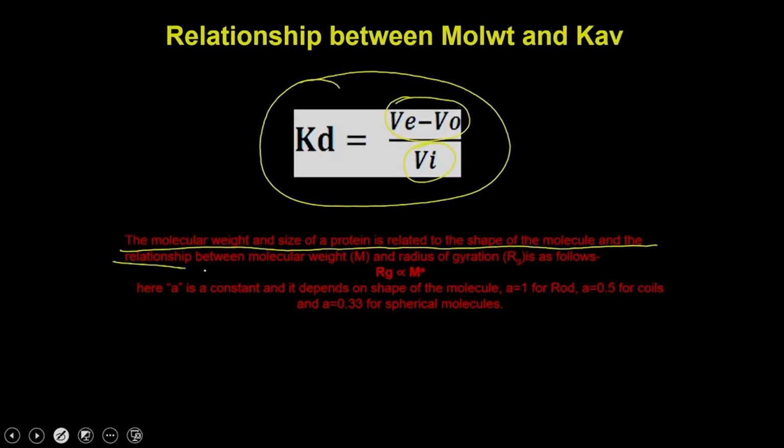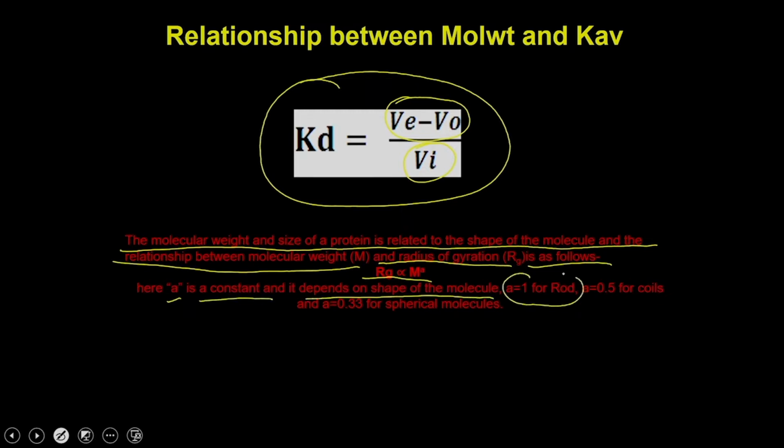So, the molecular weight and the size of the protein is related to the shape of the molecule, and the relationship between the molecular weight and the radius of gyration is that Rg is directly proportional to M^a, where a is a constant and it depends on the shape of the molecule. a is 1 for a rod, which means Rg is directly proportional to the molecular weight. a is 0.5 for coils and a is 0.33 for spherical molecules.